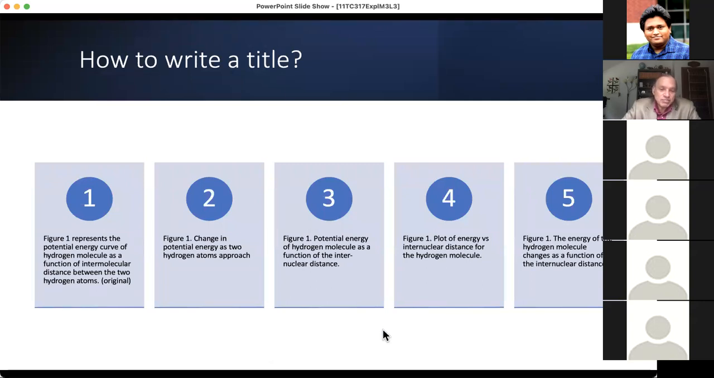This, I think, is a very important exercise I wanted to show today, particularly because you're trying to choose a title for your work. Figure 1 represents the potential energy. Remember, I gave you a writing assignment a while ago. They have two hydrogen atoms coming together. Energy is plotted as a function of internuclear distance and so on. I asked you to write a title for it, and different people have written different titles. It's a very simple example to illustrate how hard it is to write a good title, and so we need to master this.